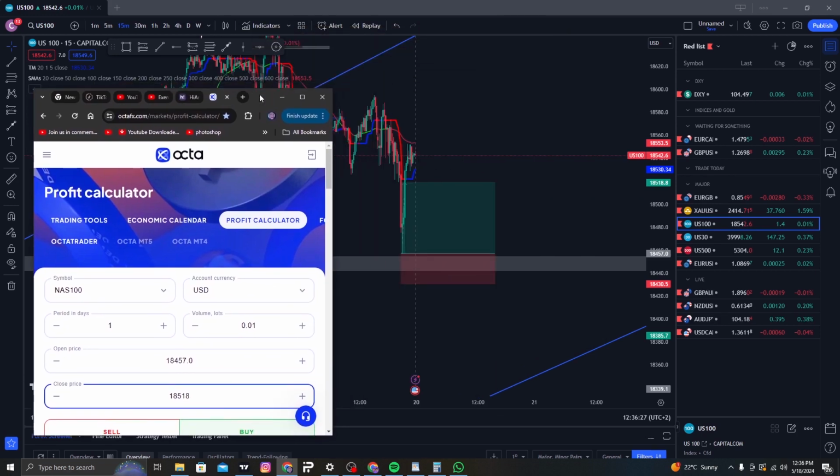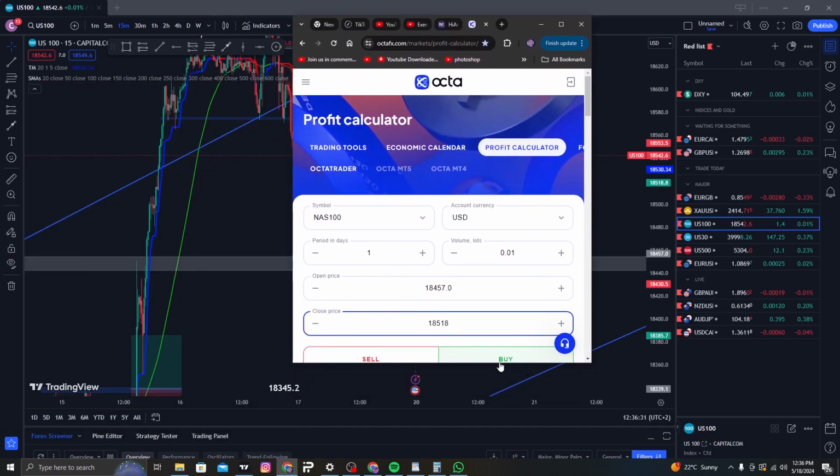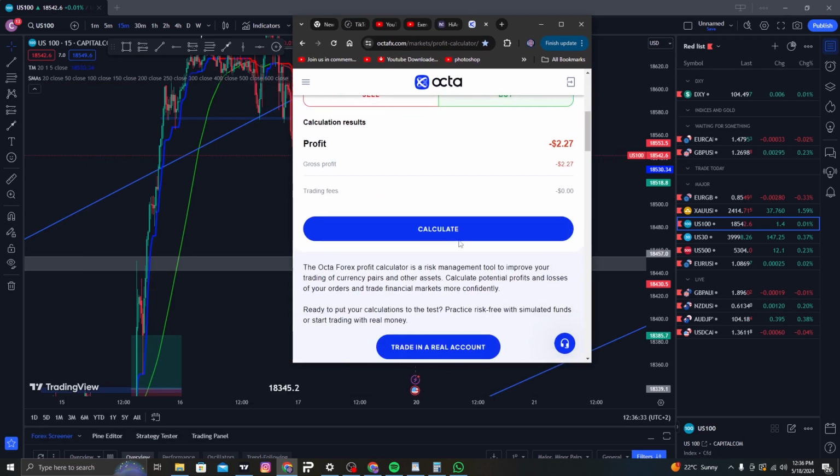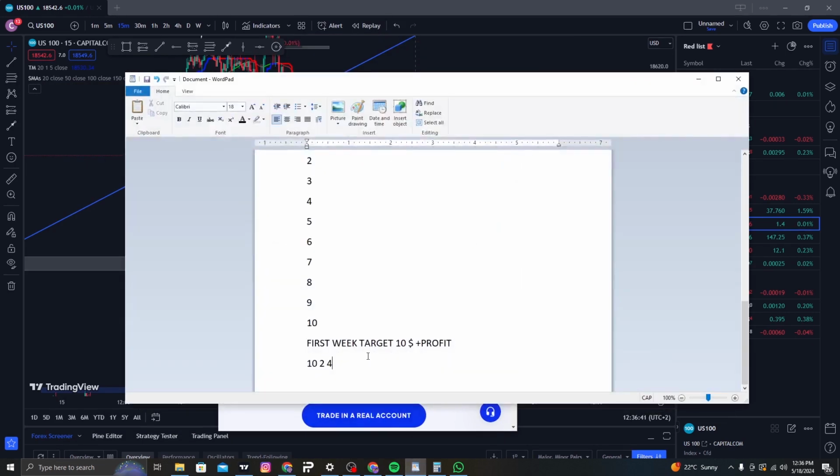The closing price level is your TP level. It's basically here, right? What you're going to do is just go down here and say calculate. It's going to give you the profit that you're going to make, which is $6, right? You write that profit. This is basically your first trade. You write that number, the profit.